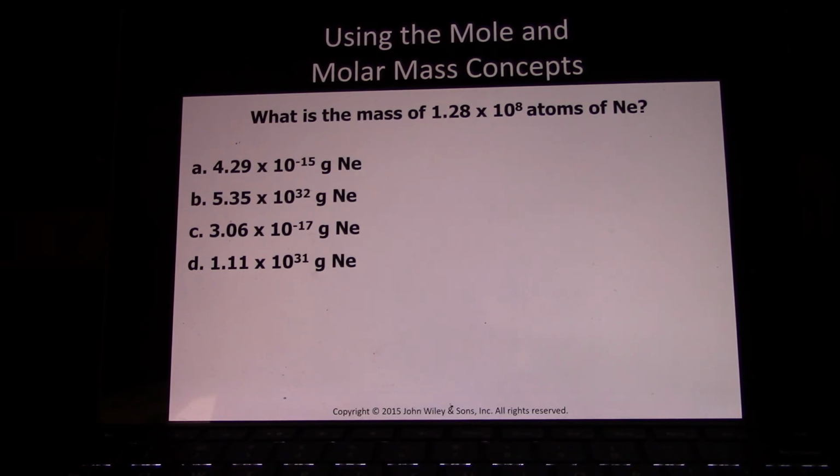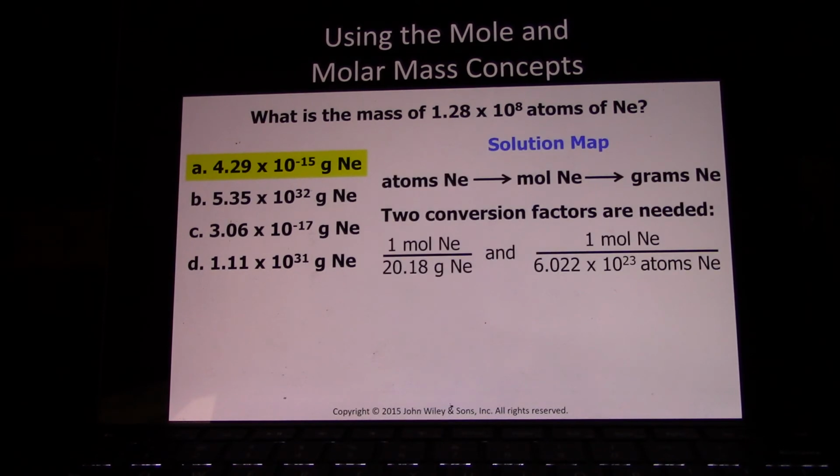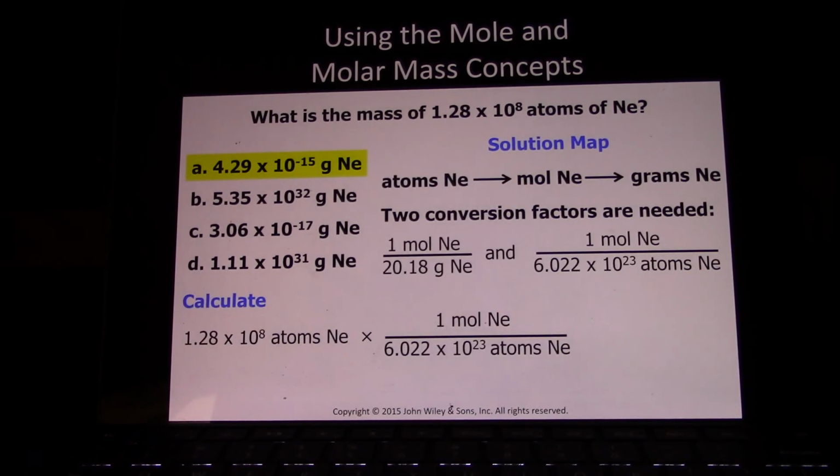Well, you have atoms, we convert to moles, and then to grams. We convert atoms to moles, remembering that 1 mole of something, of anything, is 6.022 times 10 to the 23rd of those somethings. And then we have to actually use our periodic table to go from moles to grams. We look up neon, it's 20.18 grams per mole, and then we convert moles to grams to get 4.29 times 10 to the minus 15th grams.